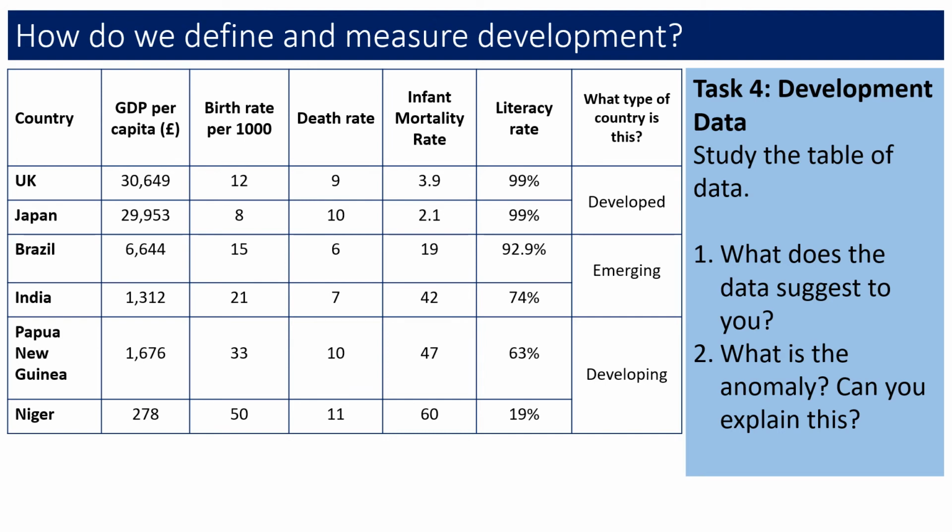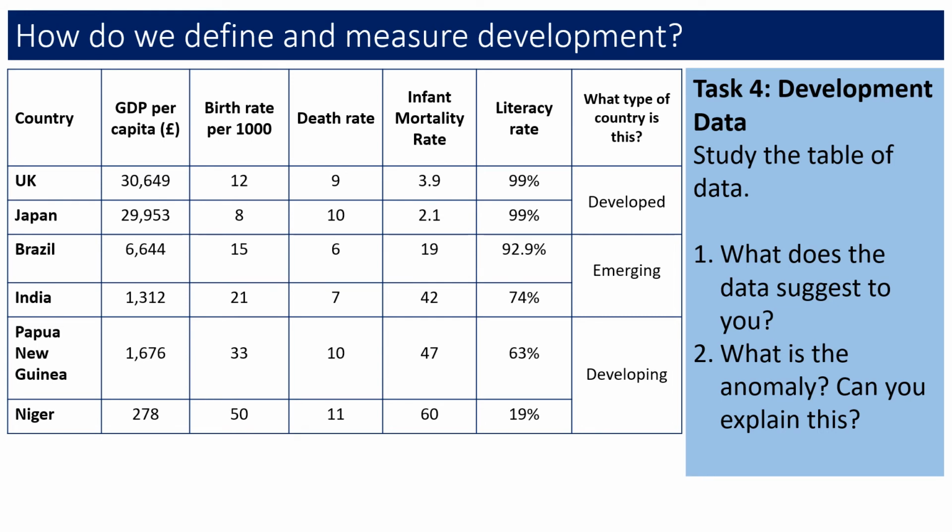And what you can see is that these countries are really defined and measured. Their development is measured using these development indicators. And then again, as always with geography, we're always trying to look for something that doesn't quite fit the pattern. So are there any bits of data here that you think maybe don't fit the pattern? And why do you think that is? Are there any countries that have a very low birth rate or a high birth rate?